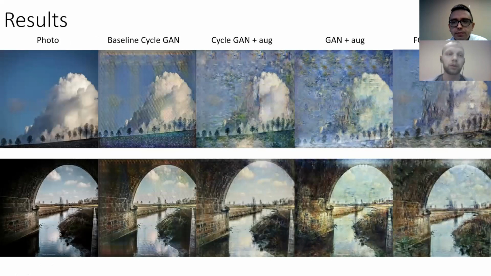And now let's look into some results. On the left, you see real photos. The second column is the baseline, and the last column is our final model. And you can see here, for example, that the baseline introduces a lot of repetitive patterns, while in our final model these patterns are not so obvious.